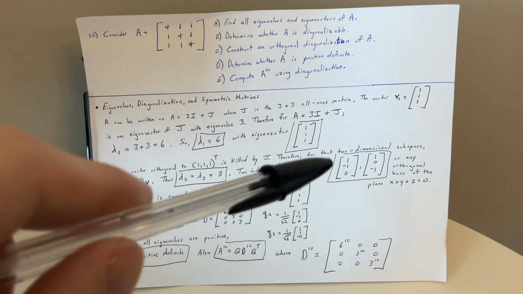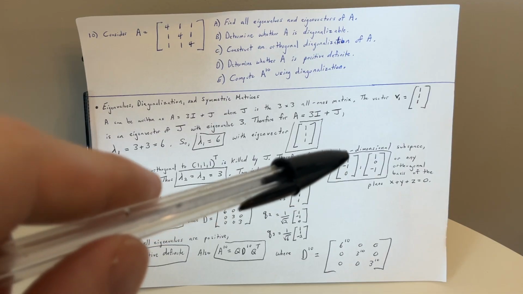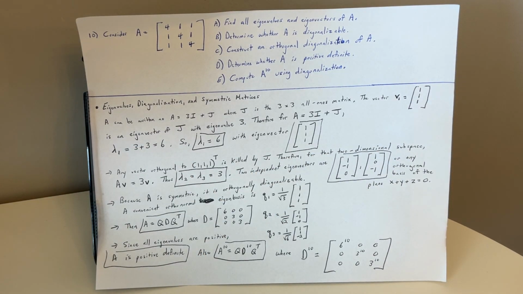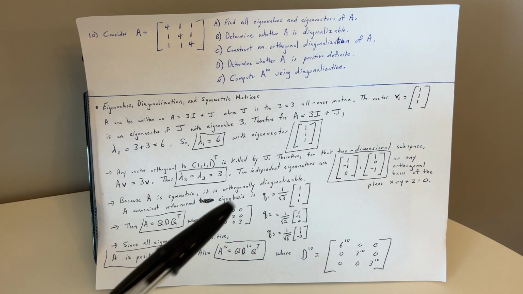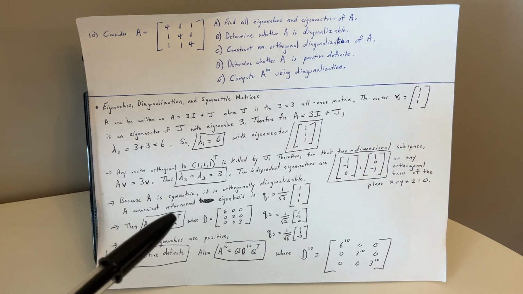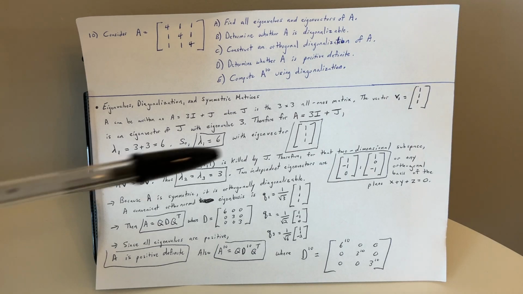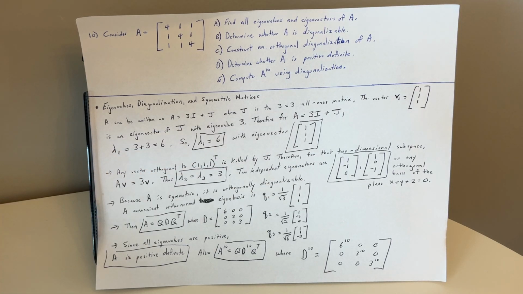Two independent eigenvectors are (1, -1, 0) for this column and (1, 0, -1) for this column, or any orthogonal basis of the plane x plus y plus z is 0. Because A is symmetric, it is orthogonally diagonalizable. A convenient orthonormal eigenbasis is q1 equals 1 over root 3 times the column (1, 1, 1). Then A equals Q D Q transpose, where D equals row 6, 0, 0, row 0, 3, 0, row 0, 0, 3.